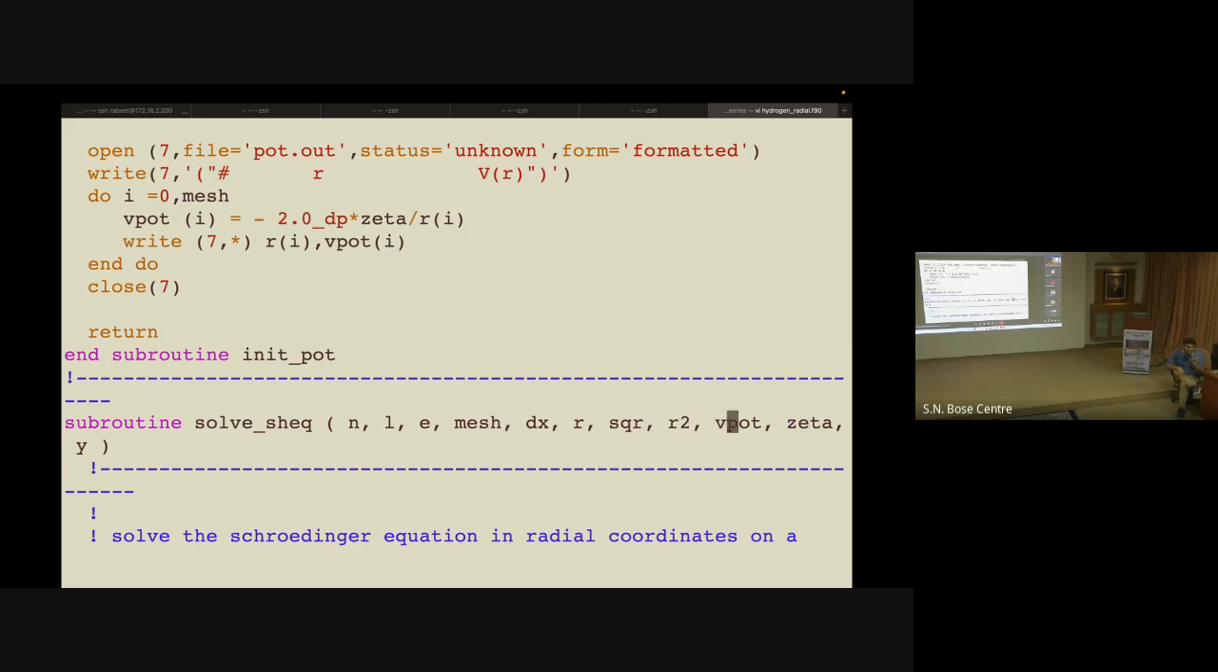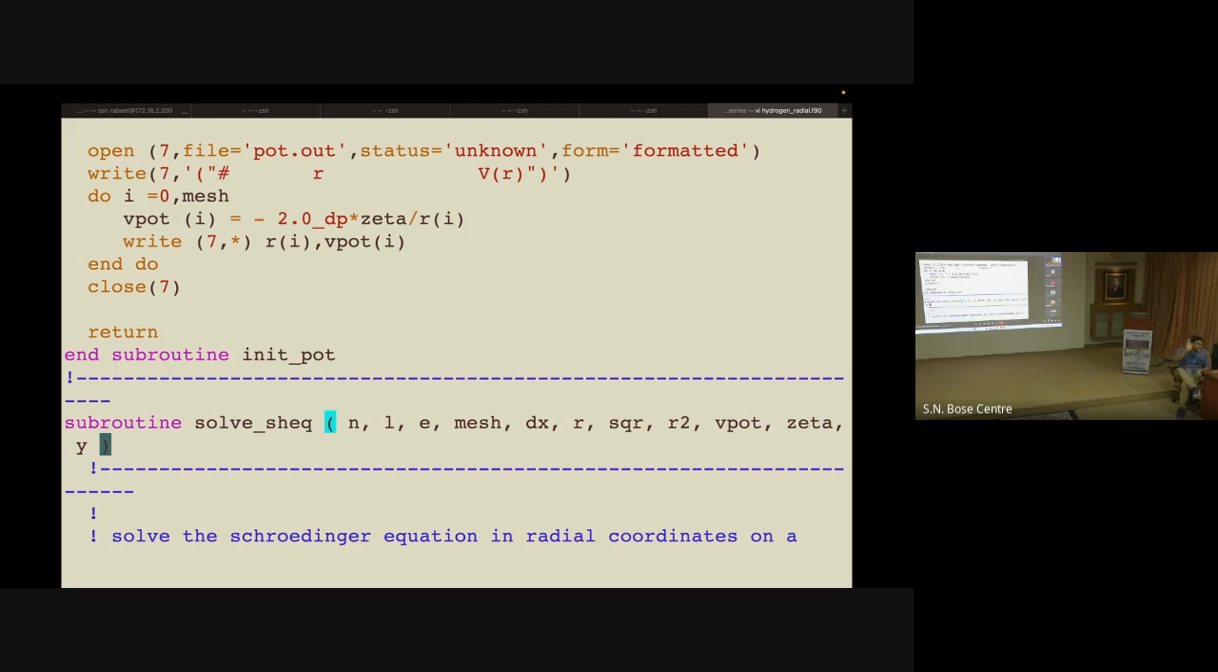V is the potential you are giving for which you are solving the Schrodinger equation. And zeta is the atomic number. For the hydrogen atom it is 1, for helium it would be 2, for lithium it would be 3, hydrogen-like systems basically. And Y is your solution. Remember, whenever you want to calculate the solution, you have to divide Y by the square root of R.